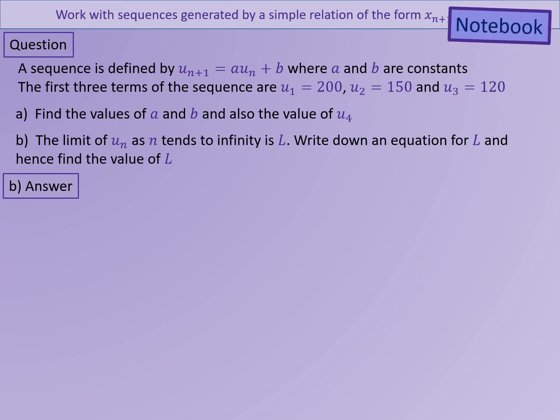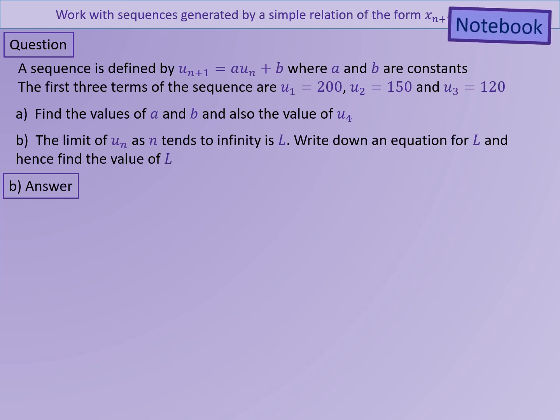Now for part B, we want to find the limit of the terms as n tends to infinity. In other words, if we continued calculating the terms for a very long time, these terms would tend towards a particular value. We want to know what that value is. You could just calculate a lot of terms and see what they appear to be tending towards. In fact, you can actually use the recurrence function on the calculator. We'll do that in a second.